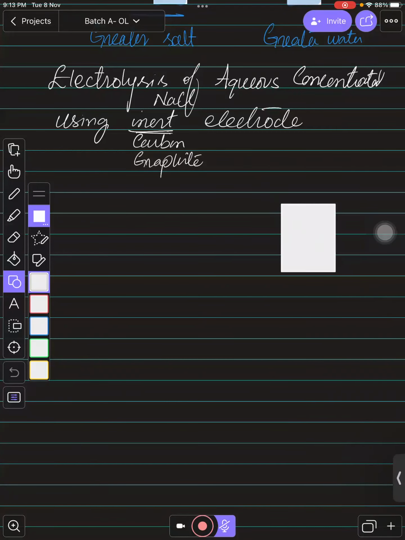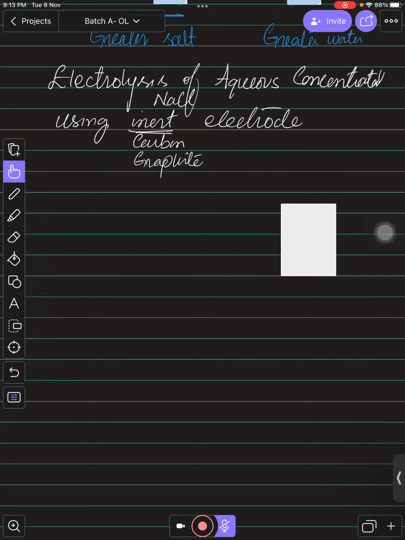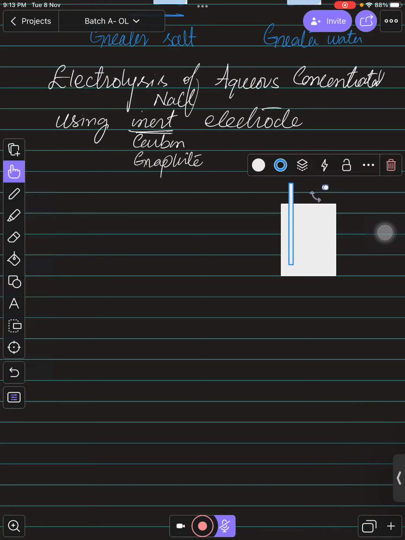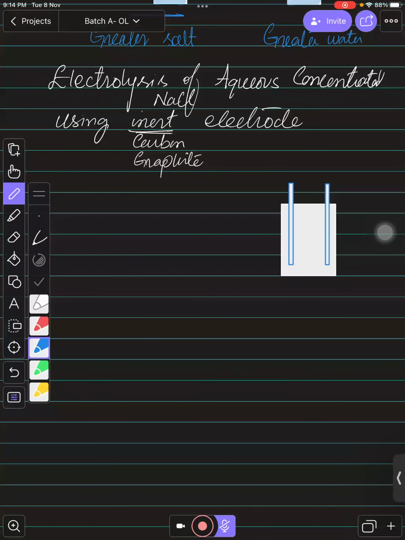Right now you have a beaker, right? In this beaker, we have 2 electrodes that are made up of carbon or graphite. This is one electrode made up of carbon or graphite, and this is the second electrode, which is made up of carbon, right? We dip these 2 electrodes into the solution, and we connect these 2 electrodes with a battery for the electricity. This one is negative and this one is positive, suppose.